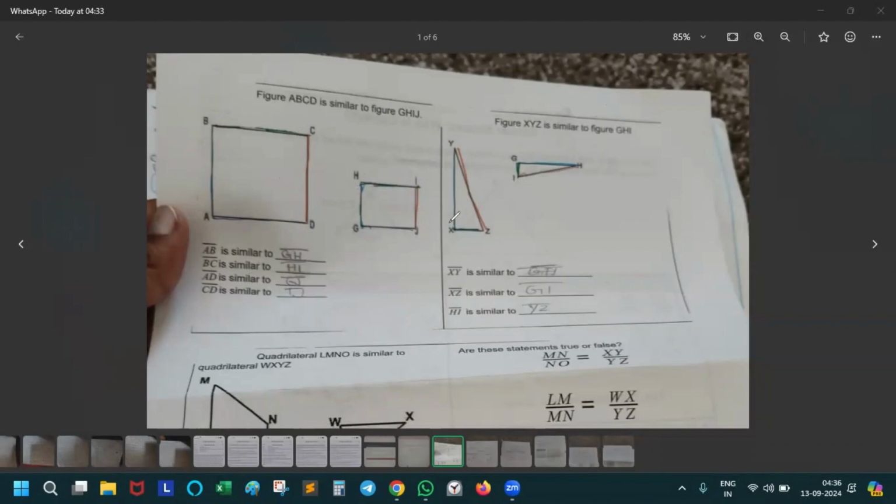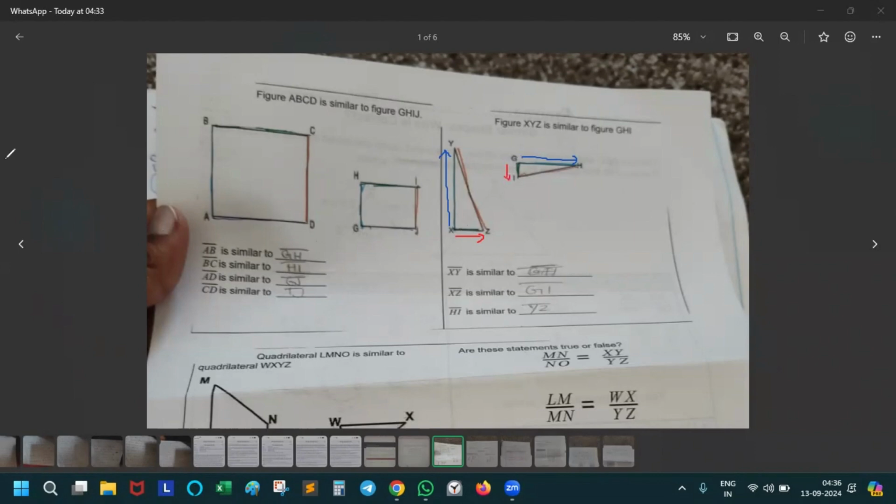XY and JH. Or do you mean similar to GH? Yeah. Okay, I agree with that. What about XZ? XZ similar to GI. Wonderful.